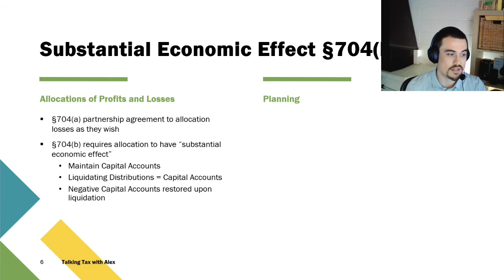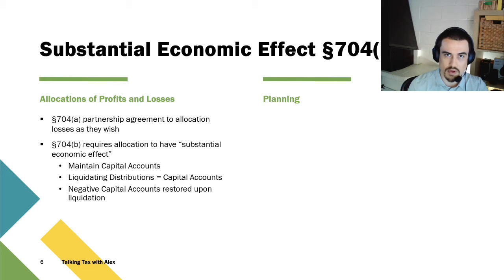What does that mean? That means you must maintain capital accounts, you have to have liquidating distributions equal to those capital accounts at the end. So liquidating distribution means the partnership is all done, that the money each partner gets is equal to whatever their capital accounts are. Capital accounts we're not going to cover. Just know that it's a requirement. And the negative capital accounts must be restored upon liquidation.